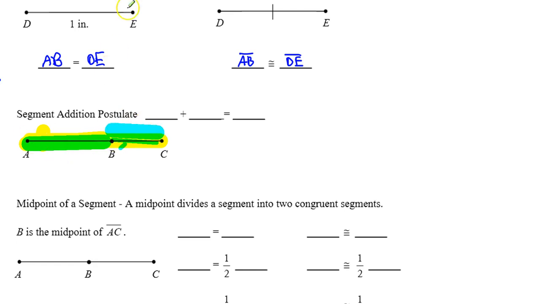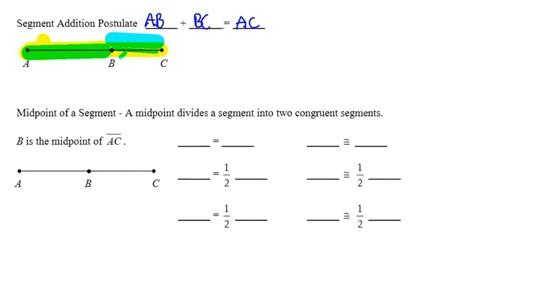If we add those two pieces together, those two pieces added together are equal to the whole. So the parts are equal to the whole. So we say AB plus BC equals AC. And that is called the segment addition postulate. And in a few minutes, we'll use that in some examples.